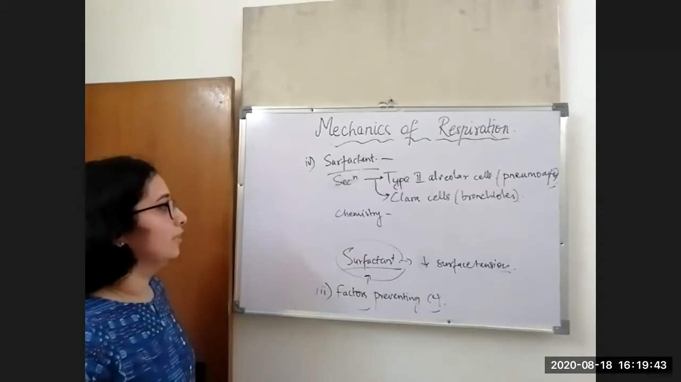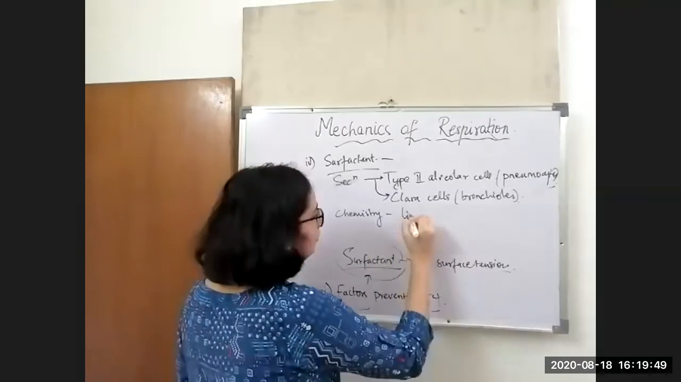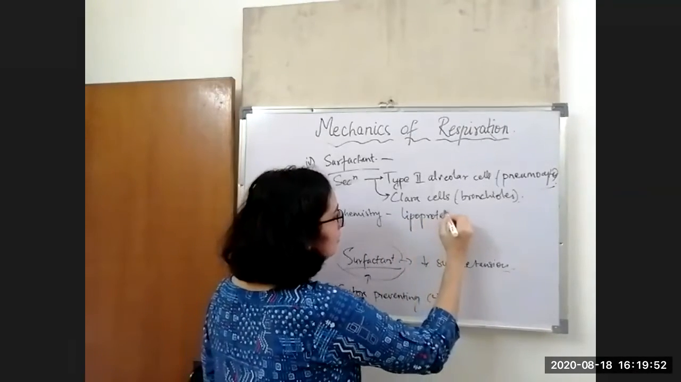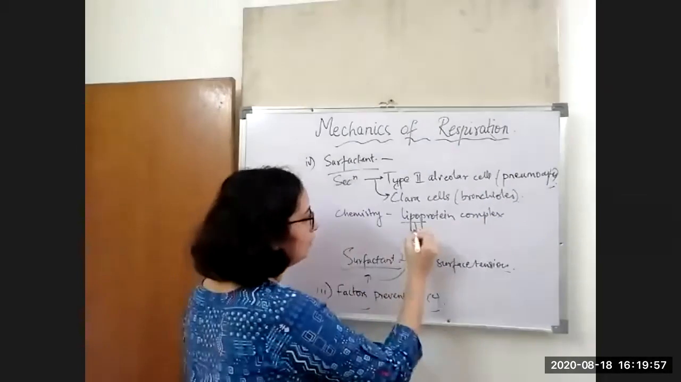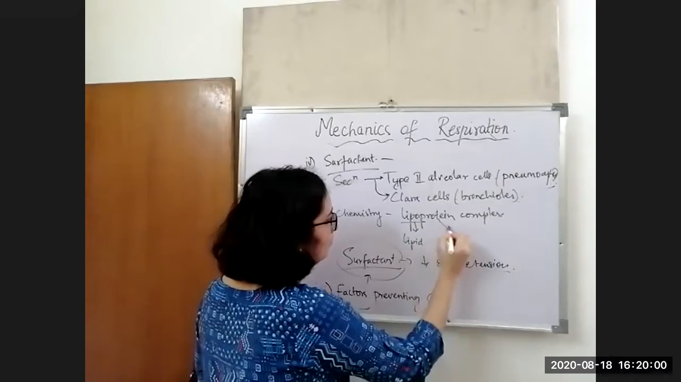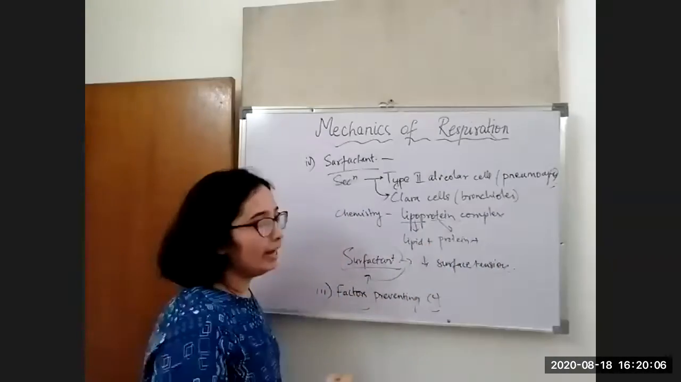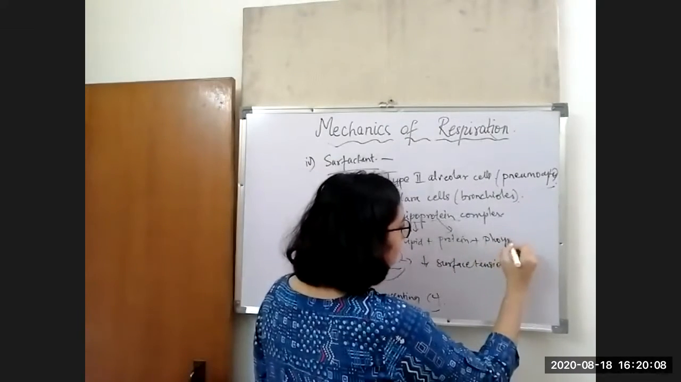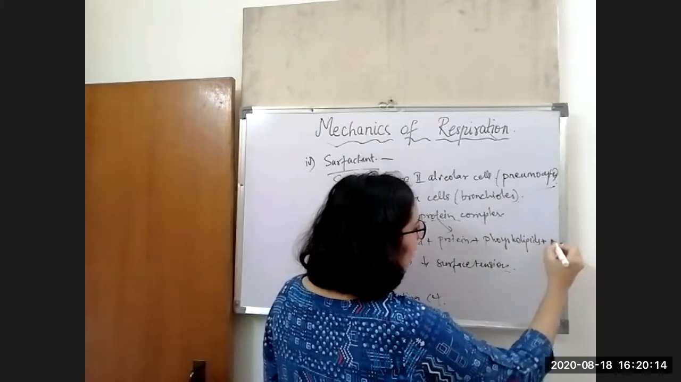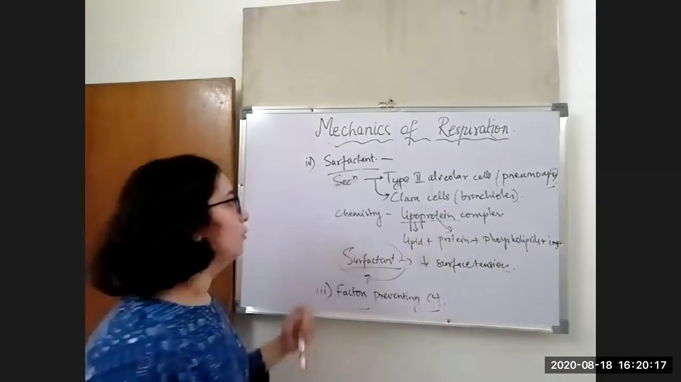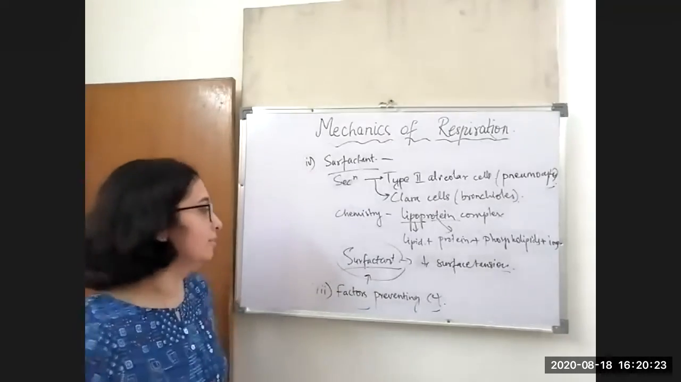The chemistry of the surfactant, that is, what are the components which are present in the surfactant. So it is mainly a lipoprotein complex. Okay, a lipoprotein complex. So as you can see from the name, lipo means a lipid, and protein means protein. In addition to this, it also has phospholipids plus some ions. Okay, so what are the components of the surfactant? These are your lipid, protein, phospholipids, and some ions.